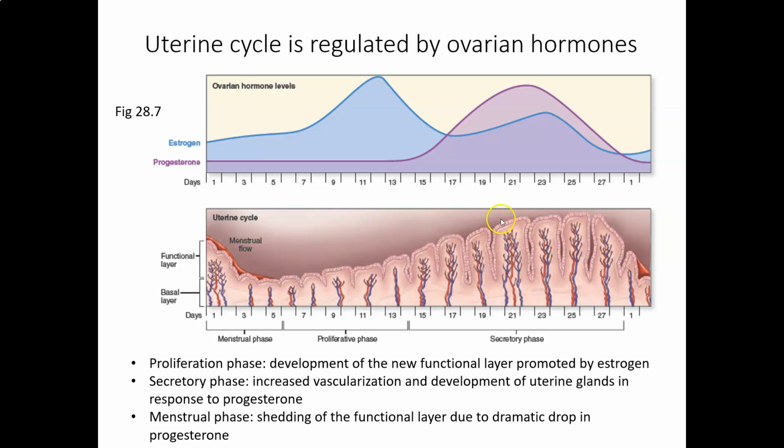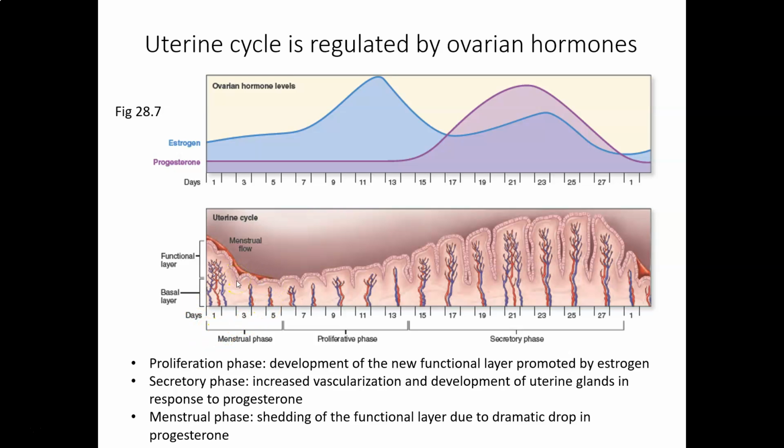If implantation doesn't happen, right, then you have the drop of the corpus luteum hormones, that's progesterone and estrogen, and that's going to trigger the shedding of the functional layer, and that will go back to the first phase of the next cycle, that's the menstrual phase.